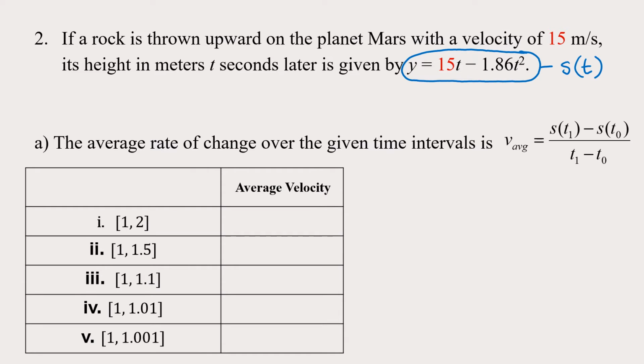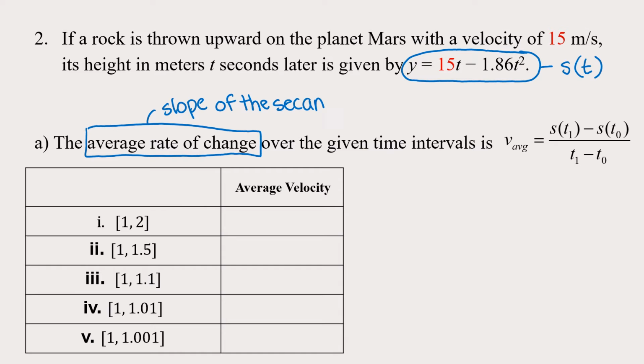And we'll start by finding the average rate of change. So that's our slope of the secant line. And this will be over various time intervals. And this is where notation can get a little weird. So for these time intervals, we're going to be using these brackets. So the interval will be [t naught, t1].